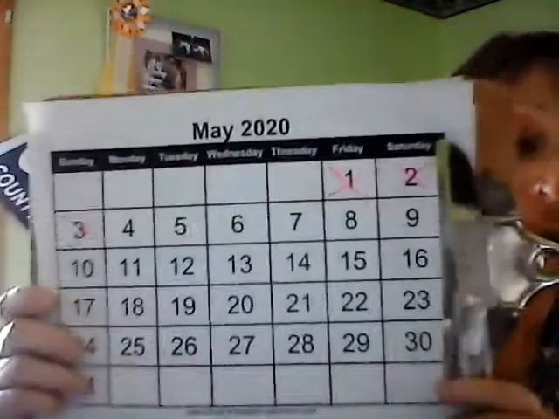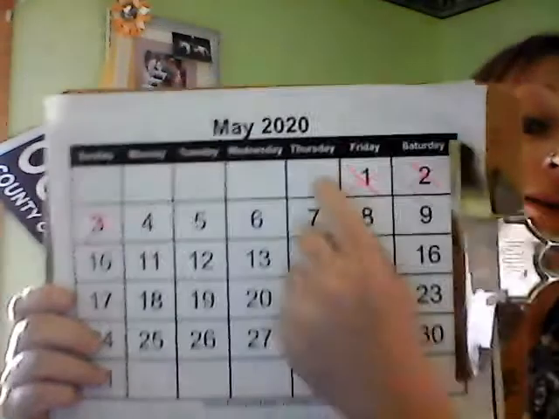Find the year on your calendar. Is the year on the top, in the middle, or on the bottom of your calendar? The year is at the top of your calendar. Good job. What year is it? The year is 2020. Excellent.